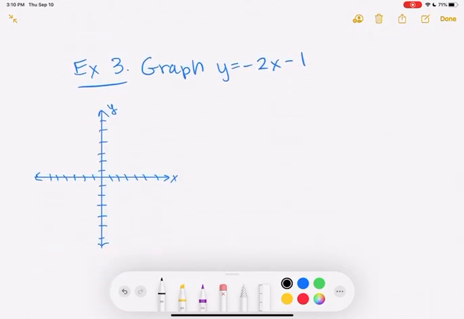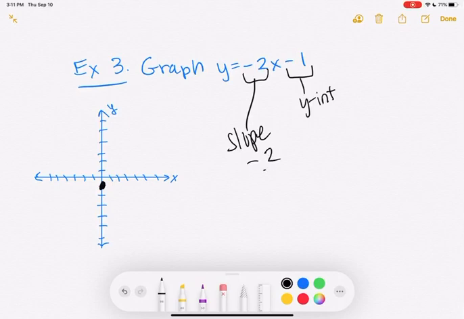One more, okay? Graph y equals -2x minus 1. Hit pause. Come back when you're ready. So what's my y-intercept? My y-intercept is at -1. So go to -1. That's my starting point. My slope is -2. If it helps, you can write -2/1 so that you see that rise over run. It's totally up to you. So I'm going to start by going up 1, 2 over 1.